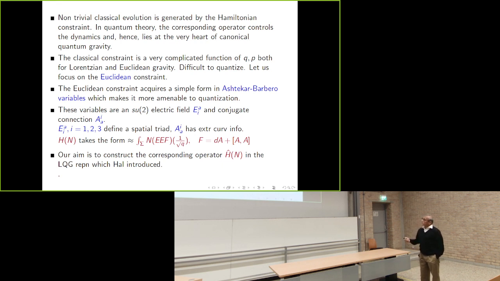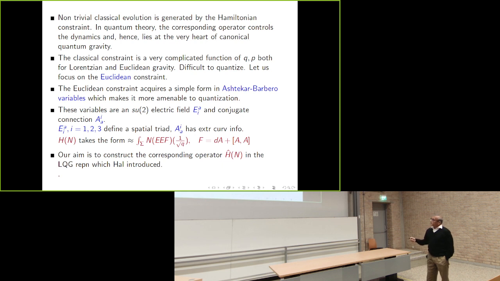This classical constraint is a very complicated function of the Q's and P's, and I think one briefly encountered it in Klaus's talk, maybe on Monday. And it's complicated both for Lorentzian and Euclidean gravity, and therefore it has resisted attempts at a rigorous quantization. I'm going to focus on the Euclidean constraint for reasons which are going to become clear shortly.